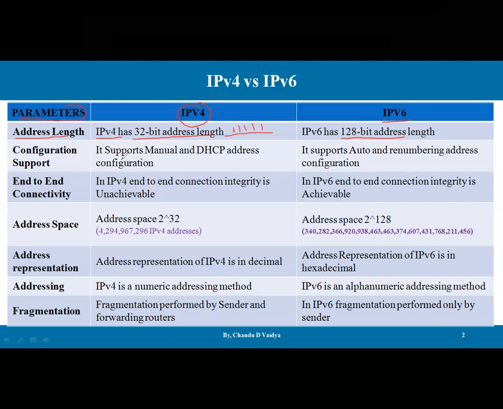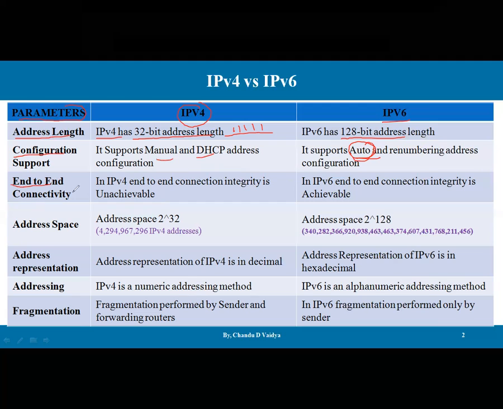Then configuration support. IP version 4 supports manual and DHCP address configuration, whereas IP version 6 supports auto and renumbering address configuration, where auto configuration is the best feature of IP version 6. With DHCPv6, the link address can be set and automatically assigned. So in IP version 4, DHCP or manual configuration is possible, but in IP version 6, automatic configuration of the IP address is available.